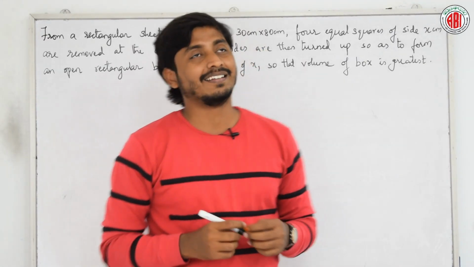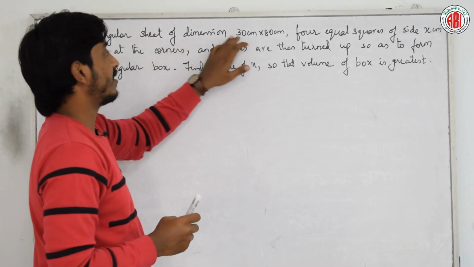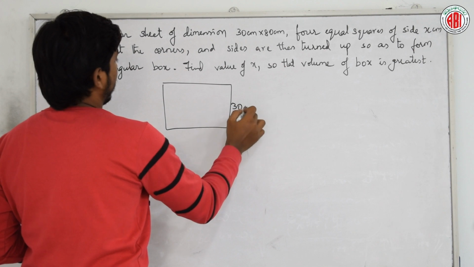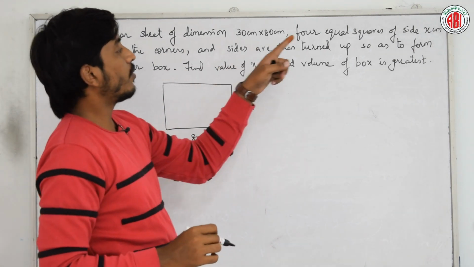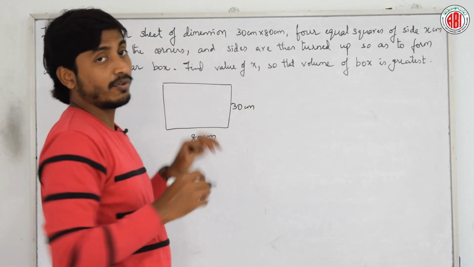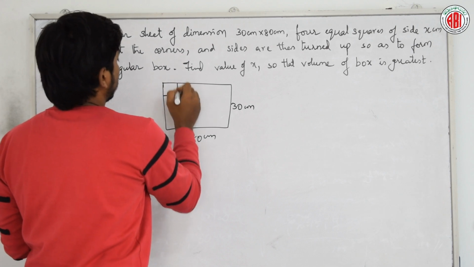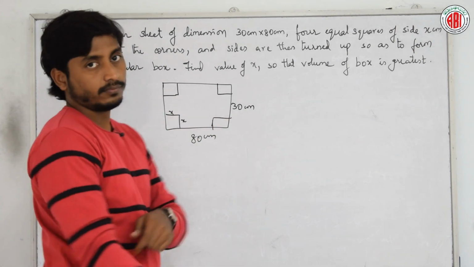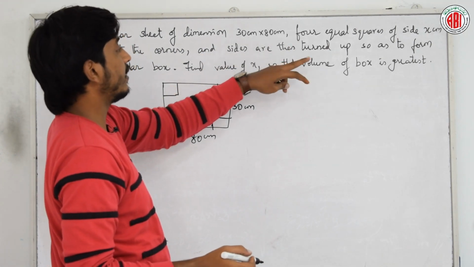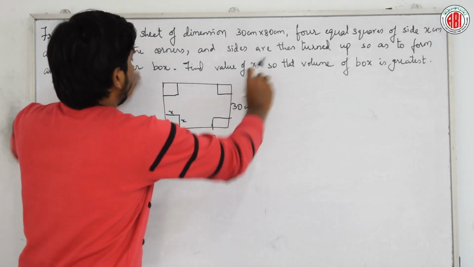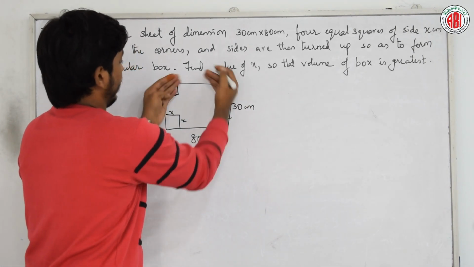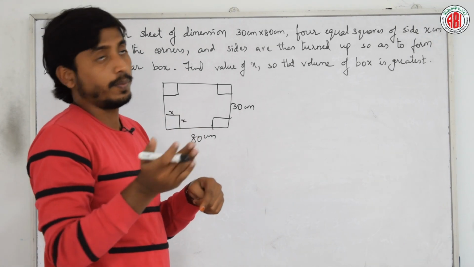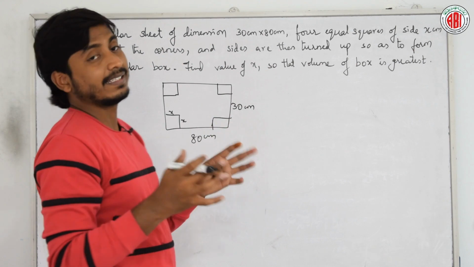Let's do. Look at the question here. He gave, from a rectangular sheet of dimension 30 by 80 centimeter. Okay. If there is some rectangular sheet which is 30 centimeter by 80 centimeter, 4 equal squares of side x centimeters are removed at the corners. That is like this. They are removed, each of side x centimeters. Fine. Then the sides are turned up so as to form an open rectangular box. Just we will tear from this side and they will just turn like this, so we will get a rectangular box for which the top is open. Then find the value of x so that the volume of box is greatest.